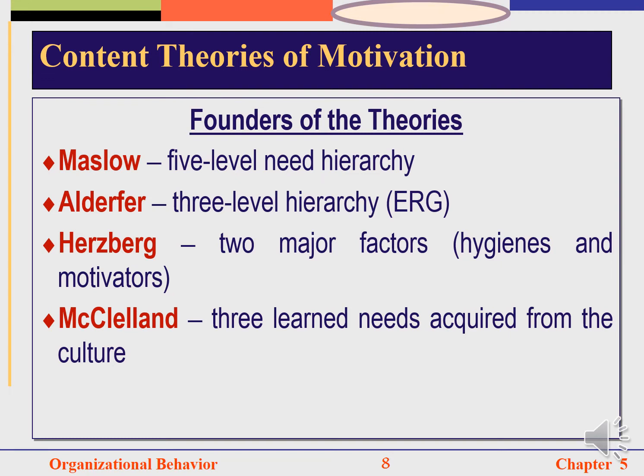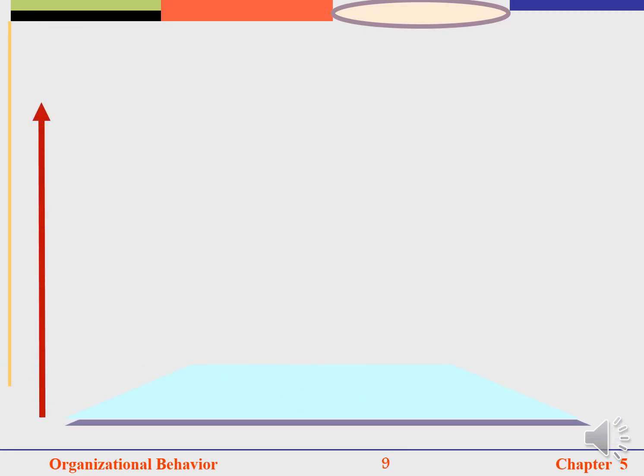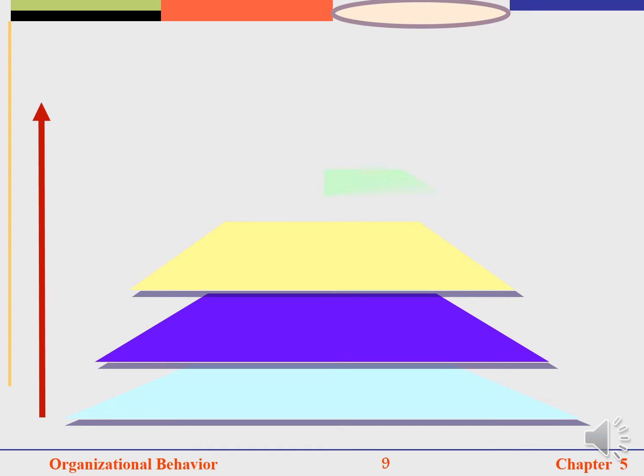We'll explain each one of these theories in more detail. Let us start with Maslow's hierarchy of needs theory. According to Maslow, human beings have 5 different levels of needs, and they try to satisfy these needs in a certain order. In order to explain this, I remember a movie called Cast Away. It is starring Tom Hanks.